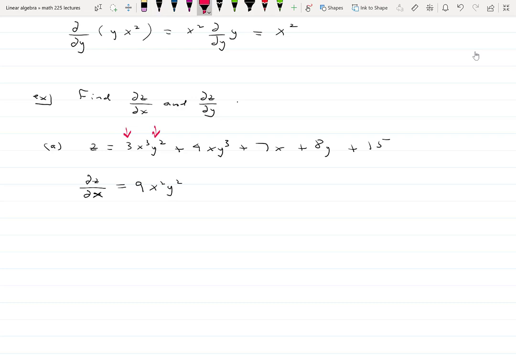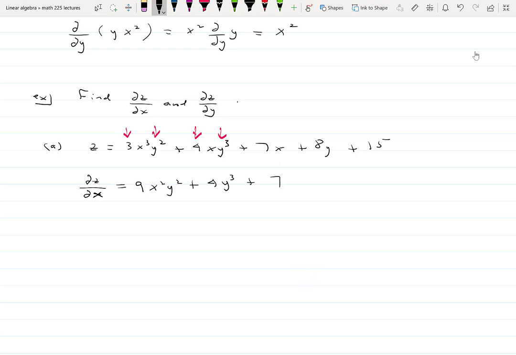Okay, so now the next term. I'm taking the derivative of 4xy cubed with respect to x. 4 is constant, y cubed is constant. What's the derivative of x? It's 1. Or you could think about it, what's the derivative of 4x? It's 4. So this is plus 4y cubed.